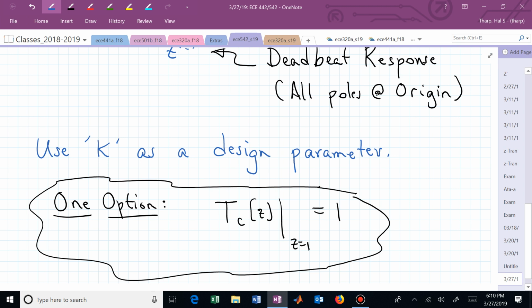What does that say? That's the DC gain. That's giving us a DC gain of 1 because we're evaluating it at z equal to 1. That's now a frequency of DC in the z-plane. We're saying, oh, let's pick k to give us a DC gain of 1, which means if I put in a 4 to my system, after the transients are gone, my output better be 4. So this is now a DC gain specification.